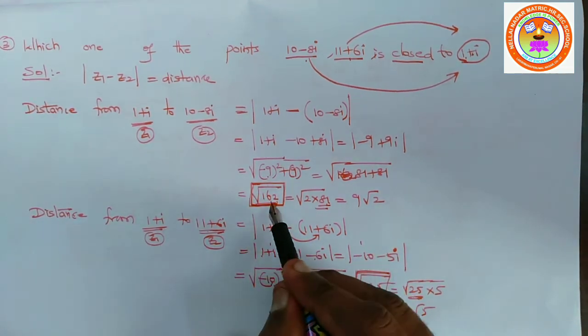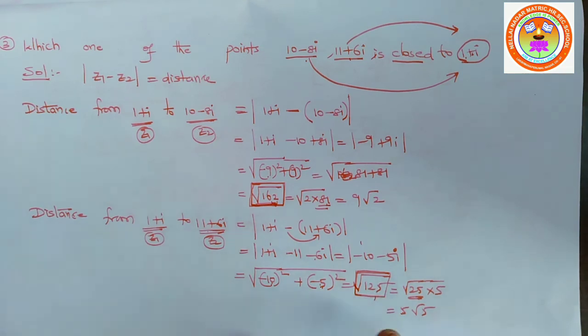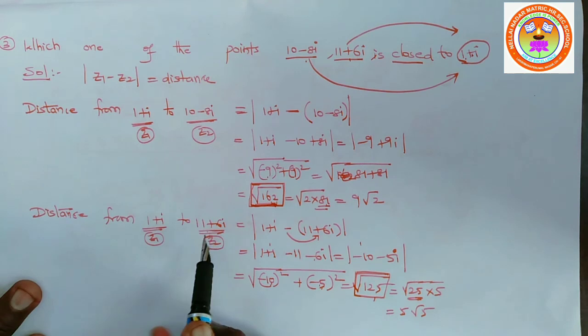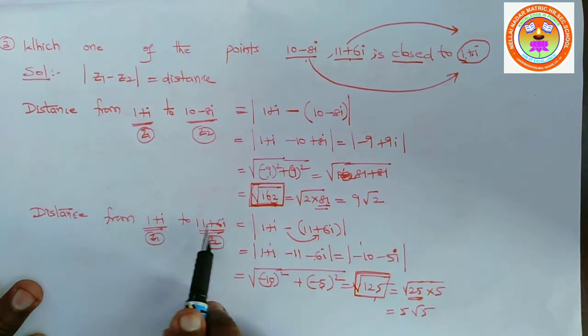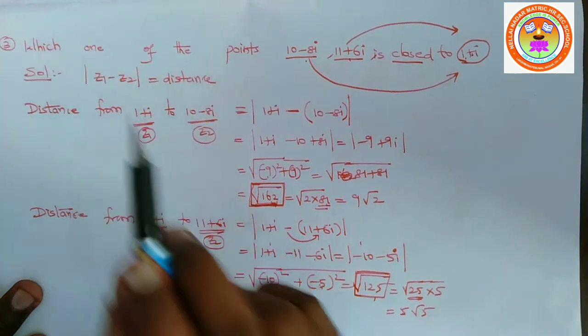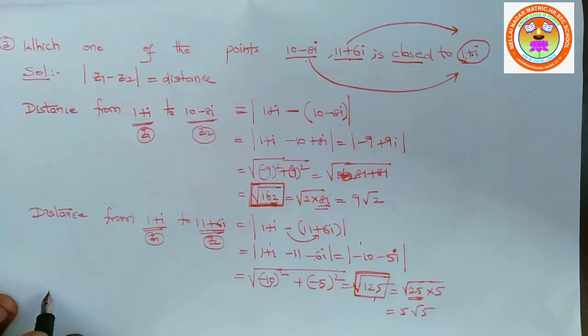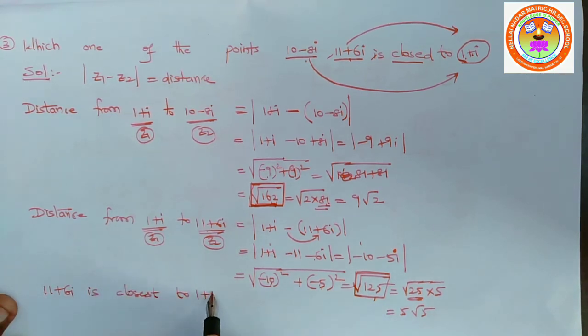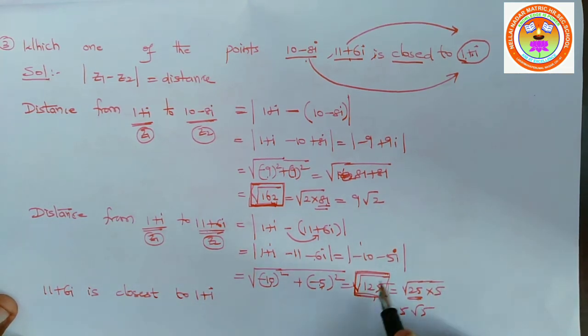Take these: square root of 162 and square root of 125. Which one is the least one? Square root of 125 is the least one. So 11 plus 6i is nearest to 1 plus i when compared to 10 minus 8i. So 11 plus 6i is closest to 1 plus i. This is our final conclusion because this is the least. Square root of 125 is least when compared to square root of 162.